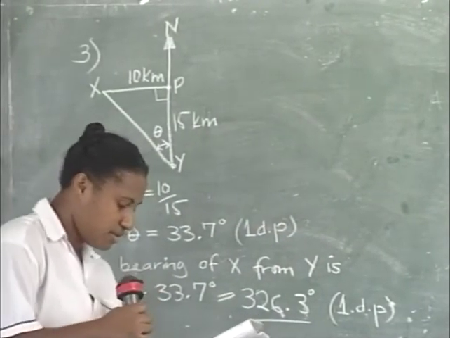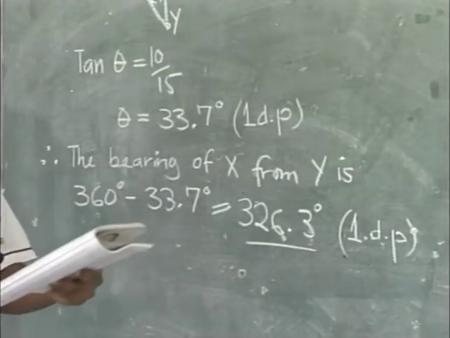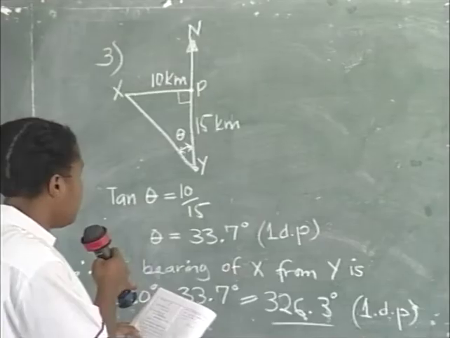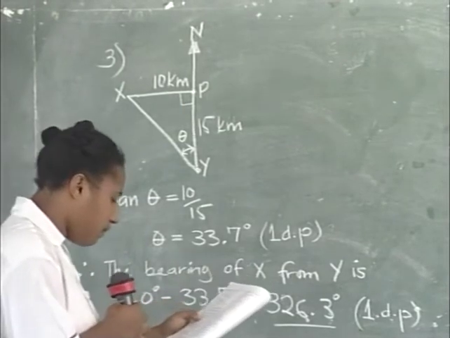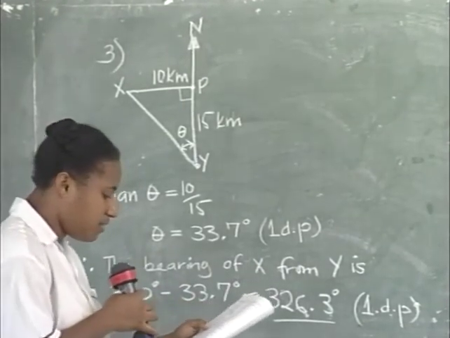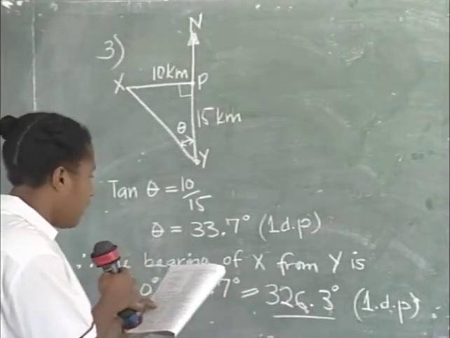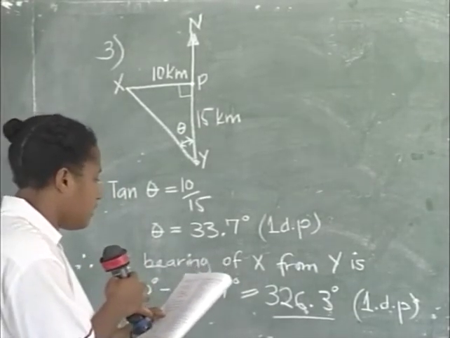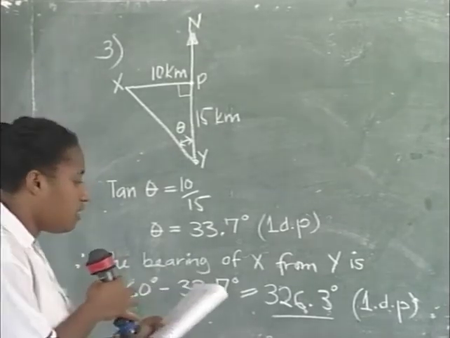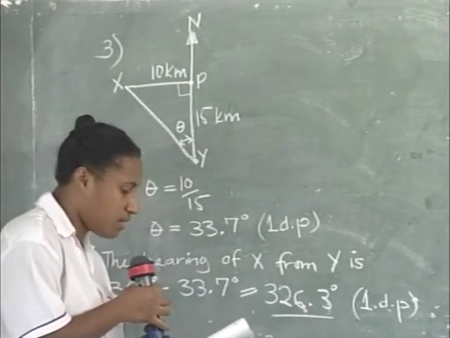The question reads, X is a point due west of point P. Y is a point due south of P. If the distances PX and PY are 10 kilometers and 15 kilometers respectively, calculate the bearing of X from Y.